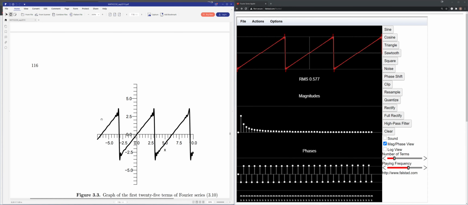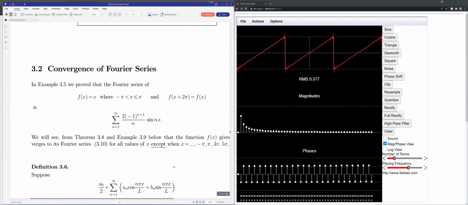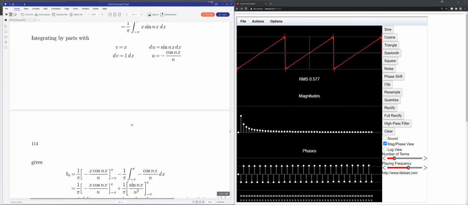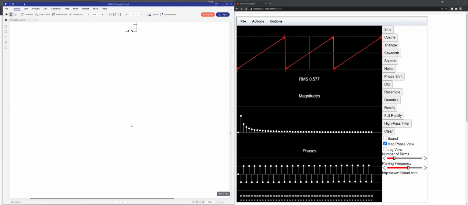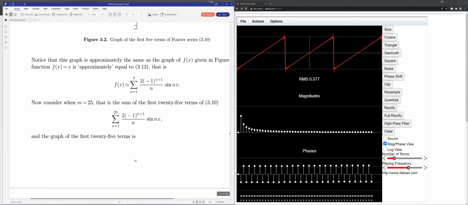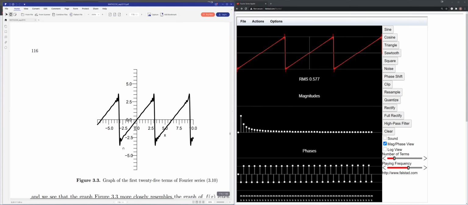Right, so let's recall that we obtained this from the Fourier series of your function f of x, which was this function here, right? So for this function, we got the Fourier series, and then we took the first 25 terms of your Fourier series, right? And the graph of it looked like this. And this is roughly a sawtooth wave, right?